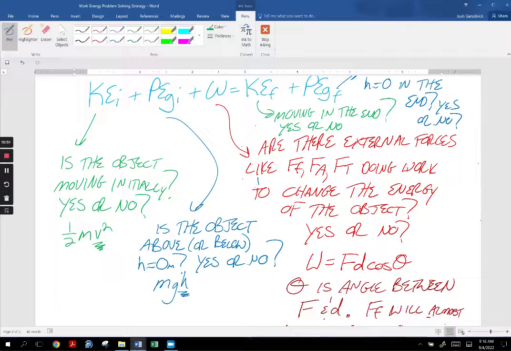And some people are like, yeah, but it's above height 0, but it's not moving. So who cares if it's moving? It's mgh. Where do you see velocity in that equation? I see h. Is h 0 or not? That is the question.